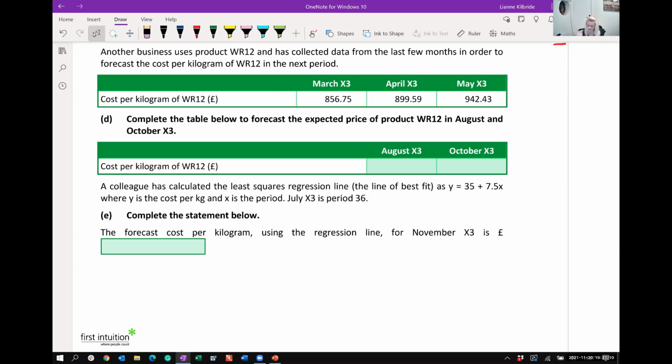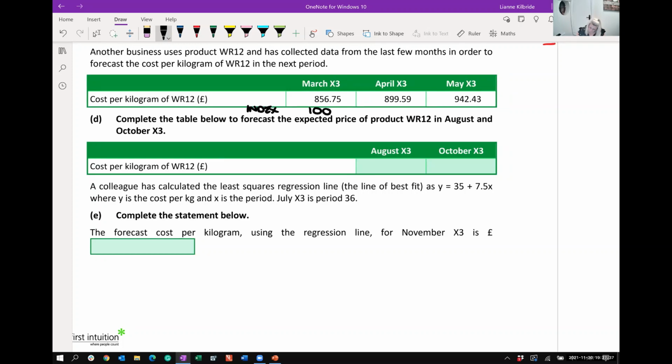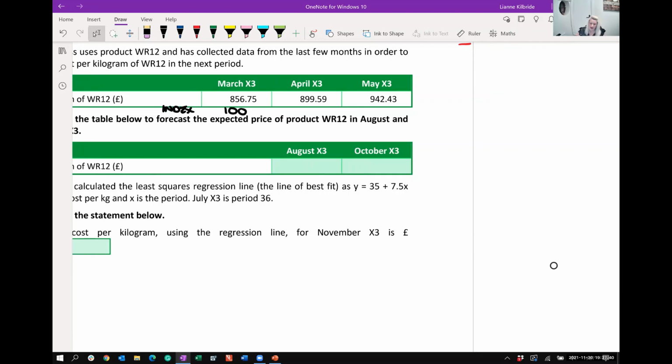Now, looking at those three costs, it's not really easy on the eye to say it's increased by this, it's increased by this. So what we have to do is work out what the indexes are for each of those months. We're going to use March as the base. So March has an index of 100.